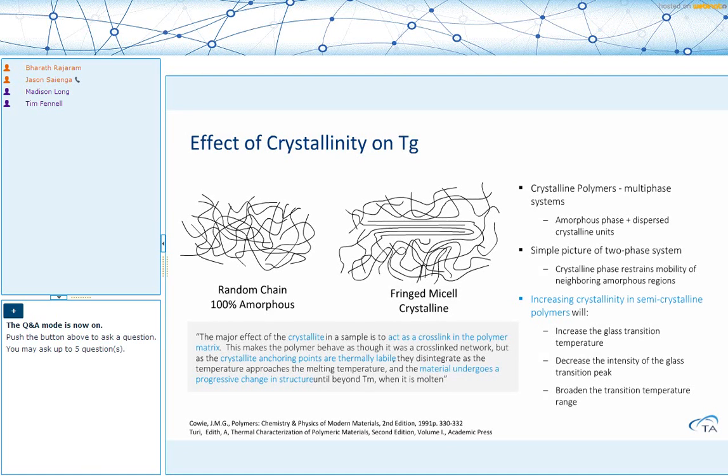So one way to visualize crystalline polymers is as a multi-phase system that has an amorphous phase with some dispersed crystalline units. And the crystalline units are now restraining the mobility of the nearby amorphous regions. And as you increase the crystallinity, it increases the glass transition. It decreases the peak of that glass transition peak because different crystalline domains have to melt at different points. And it has an effect of broadening the overall transition temperature range itself.